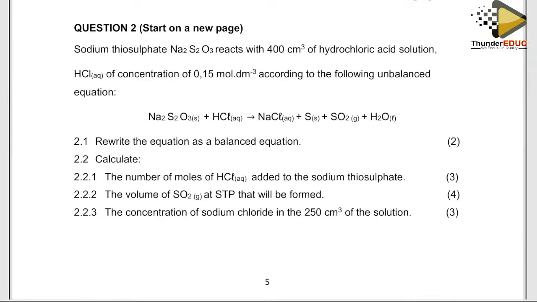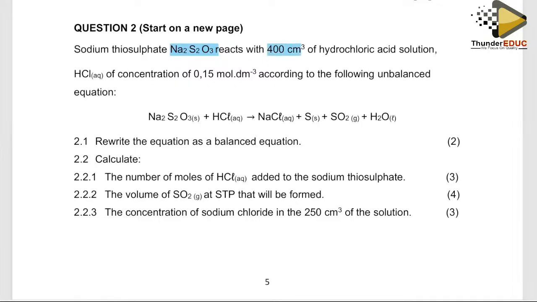So question 2 reads, sodium thiosulfate, which is Na2S2O3, reacts with 400 cubic centimeters of hydrochloric acid solution, which is your HCl there, of concentration 0.15 mole per dm cubed, according to the following unbalanced equation, right? So this equation is unbalanced, right? So now they are asking us to rewrite the equation as a balanced equation, right? So the first thing, of course, we're supposed to balance this equation, right? So by the look of things there, we're going to start by looking at maybe sodium, which is our Na, right?